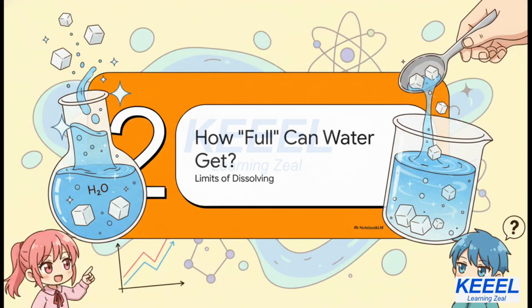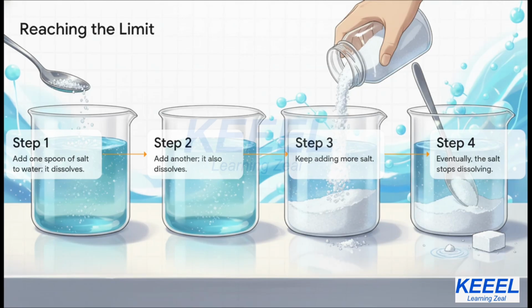So this leads us to a great question, right? Can you just keep dissolving sugar in your chai forever? Is there a limit to how much stuff a solvent can actually handle? Let's find out. Just imagine this simple experiment with me. You take a glass of water, you add a spoonful of salt, you stir it, and poof, it disappears. You add another one, it dissolves too. But if you just keep on going, spoon after spoon, you're going to reach a point where the salt just sinks to the bottom, no matter how much you stir. The water is, for all intents and purposes, full.